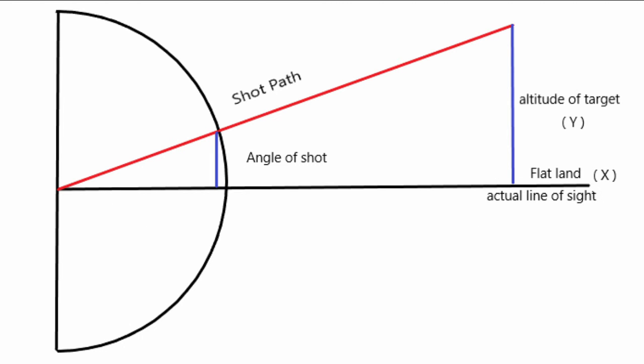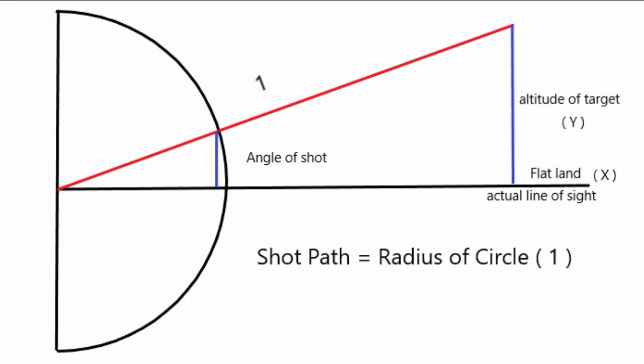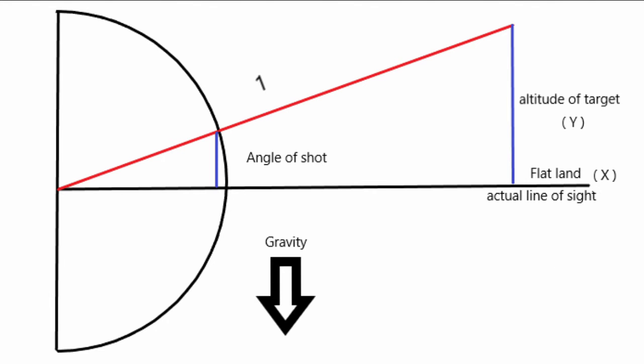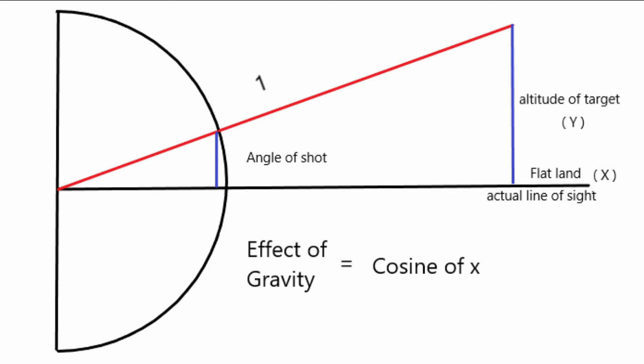So if you look at this chart here I drew out, you have your actual shot path at an incline here, the actual line of sight, which is parallel to the ground, and you have the altitude of your target and the angle of the shot. Well, the shot path is equal to the radius of the circle, which is 1, so the shot path is always going to be 1. And gravity is always going to pull down on your bullet. Last time I checked, it pulled down. That's what it does. And the effect of gravity on the velocity of your bullet is going to be equal to the cosine of x.